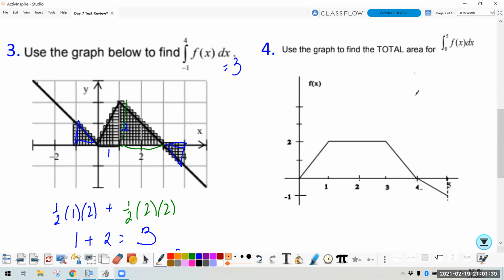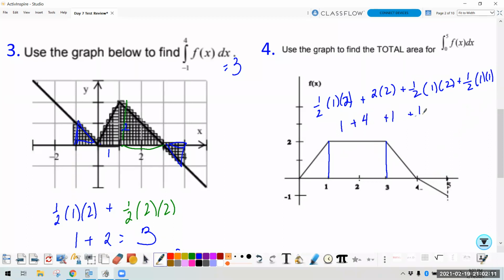Now total area, I have to count this part as positive. So first, let's figure out our pieces. The first, oh, that's a height of 2. And I've got a rectangle. And I've got another triangle. And then this triangle, I'm going to still count as positive. So let's see, that's 1 plus 4 plus 1 plus 1/2. We get 6.5.